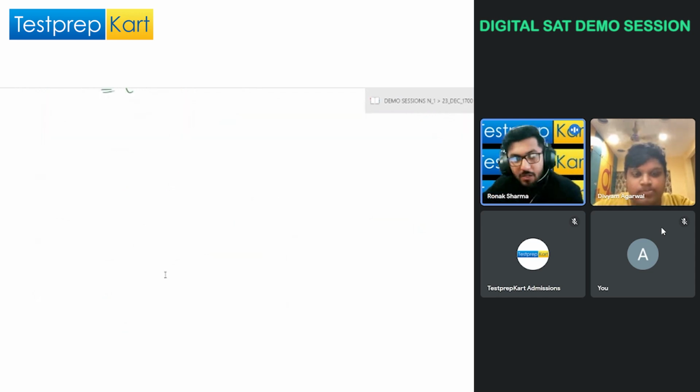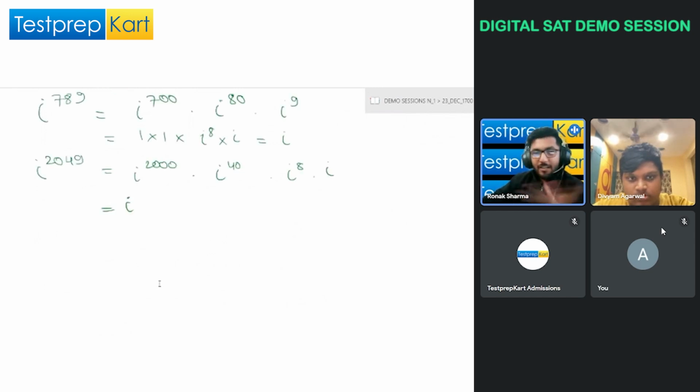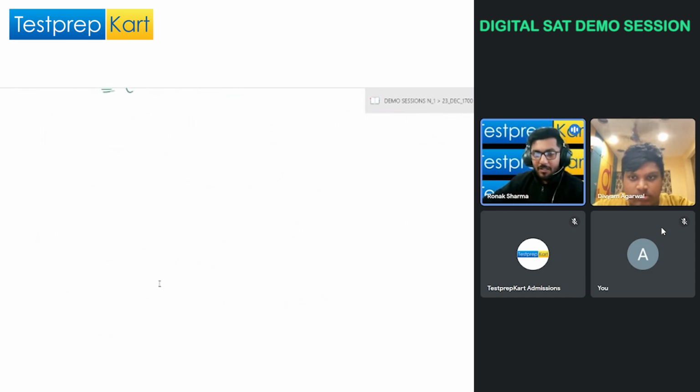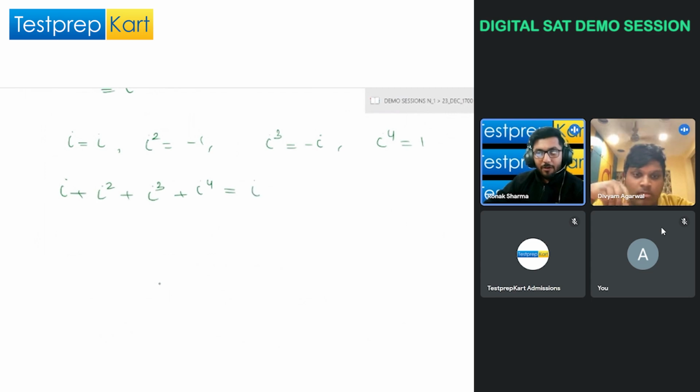So that is all about the powers of iota. One more important result, which they have never asked, but if they put it, it will be all over the materials. If iota is iota, iota square is minus 1, iota cube is minus iota, and iota power 4 is 1. If you take the sum of iota, iota square, iota cube, iota power 4, this will be iota minus 1 minus iota plus 1. Can you see that it comes out to be 0?